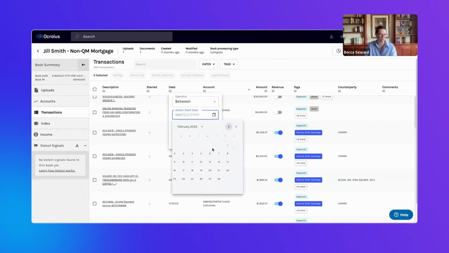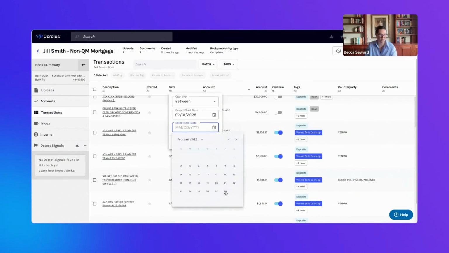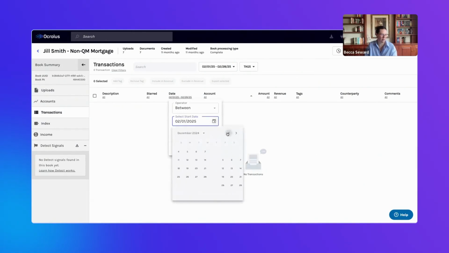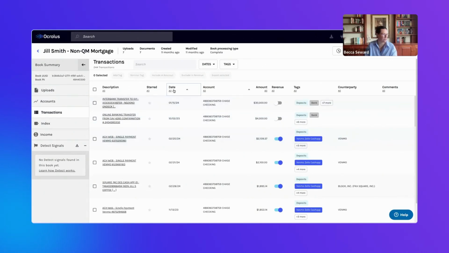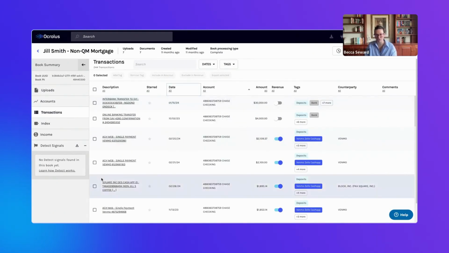Let's say I want to exclude all of the transactions that were for the month of February, hit apply, and now I have the ability to select. This is not for 2025, I apologize. But if I wanted to exclude all of the February transactions for 2024, I have that ability to do that here and bulk exclude.